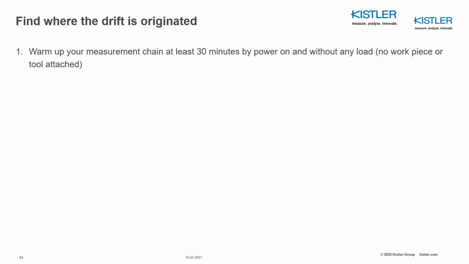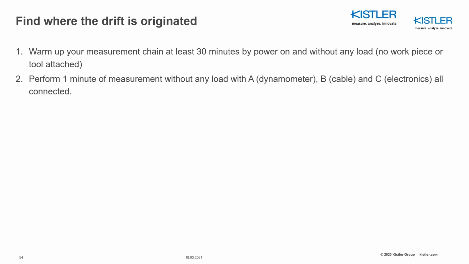So what we do is basically a similar way that I described before. Warm up your measurement equipment chain at least 30 minutes to 1 hour, so that you can come to a very stable temperature in your measurement chain. And then you make 1 minute of measurement without any load with the whole measurement chain. So A, B, C: dynamometer, cable, and electronics all connected.